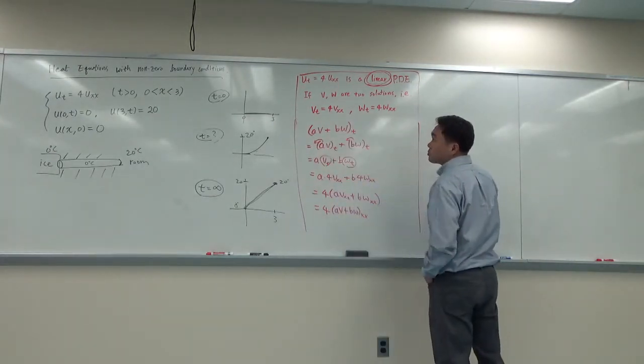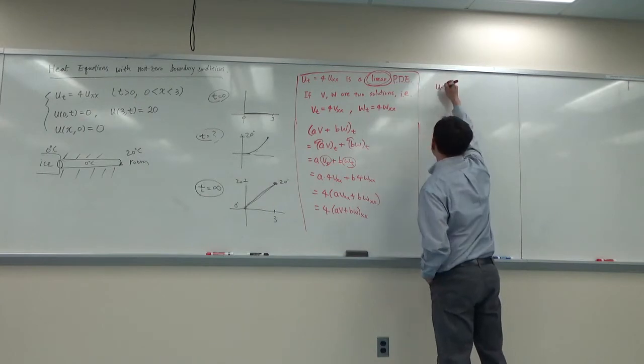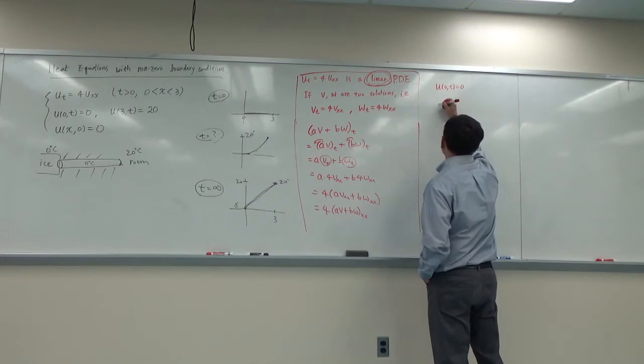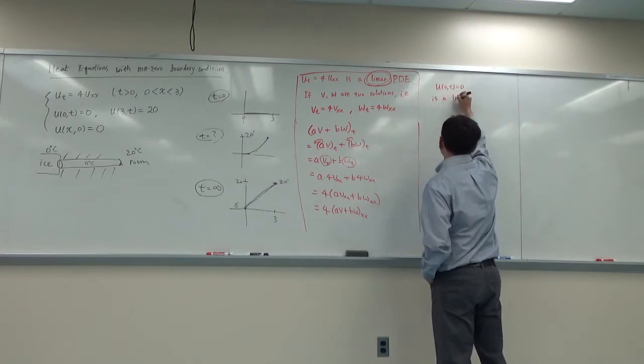Now compare with this other one. If you have u(0,t) equal to 0, is a linear condition.